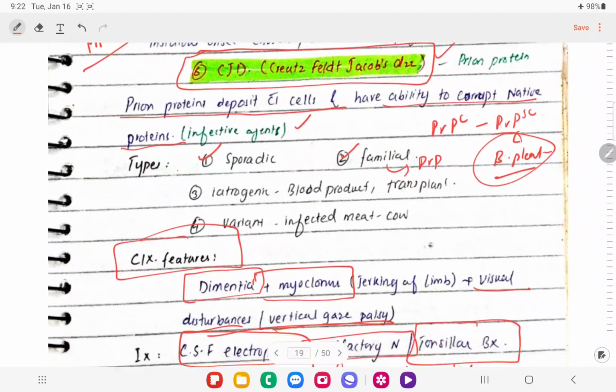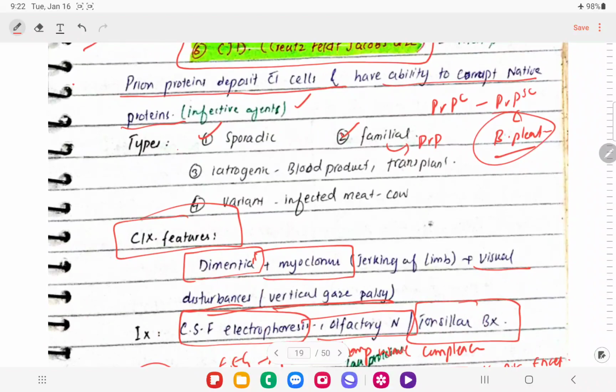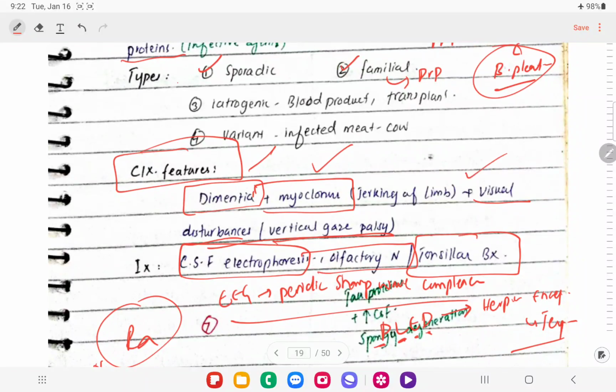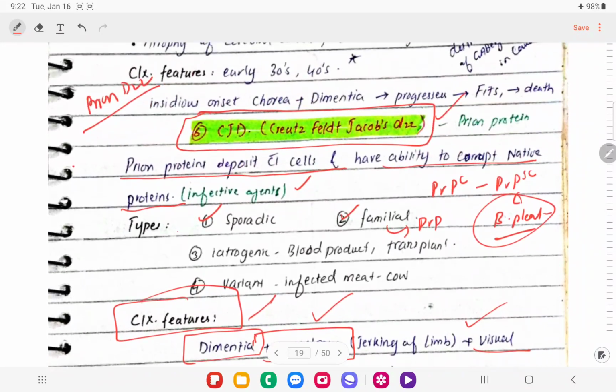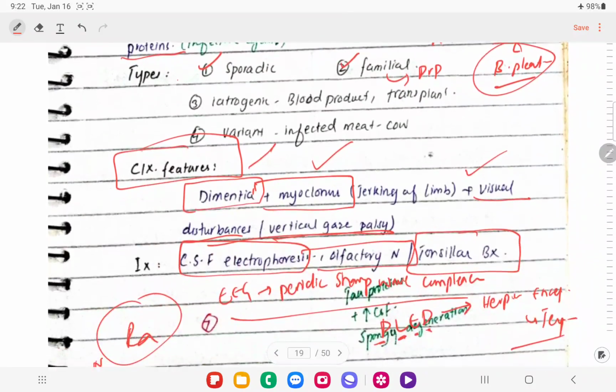So we just need to memorize that if the patient presents with dementia and myoclonus, and the patient is having visual disturbances, we are going to think that the patient is having CJD. We are also going to ask about the history, if they got any corneal transplant or dural transplant, right? If they ingested any brain tissue, right? So that's all about CJD.